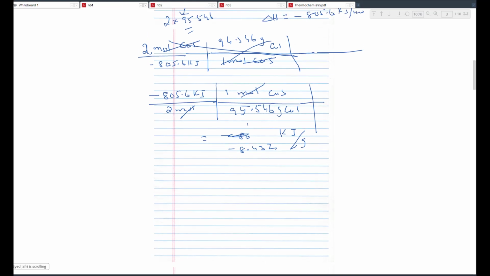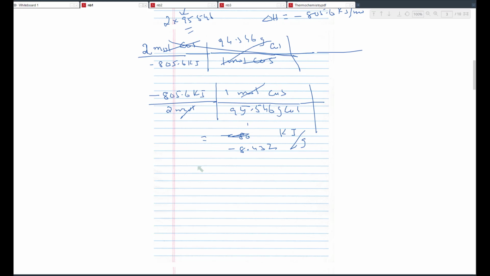Because if you multiply again by 95.546 and 2, you will get again the same value, delta H. Okay. I'm looking at the solution manual, and it's saying that it's calculating the heat evolved exactly like this, but they're not using the negative sign. The answer that they have in bold is 4.213 kilojoule per gram CuS.